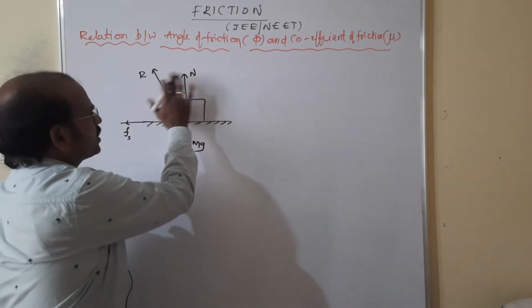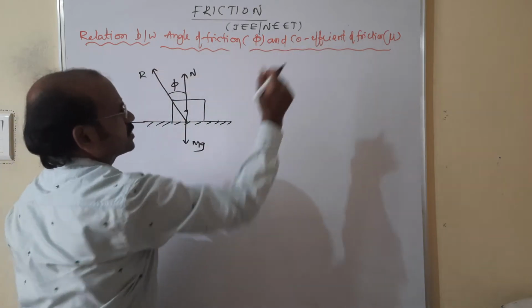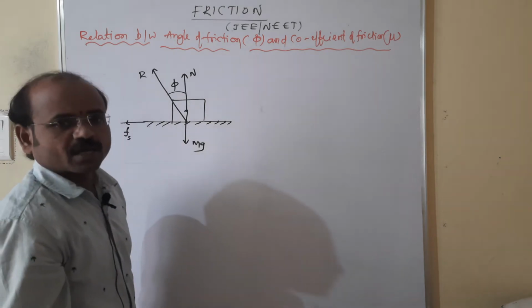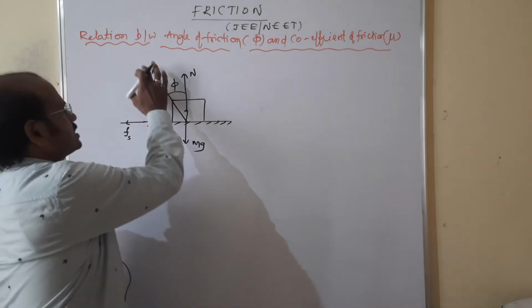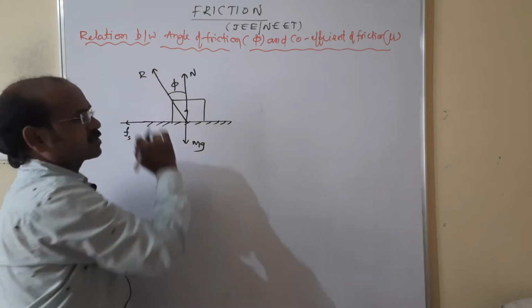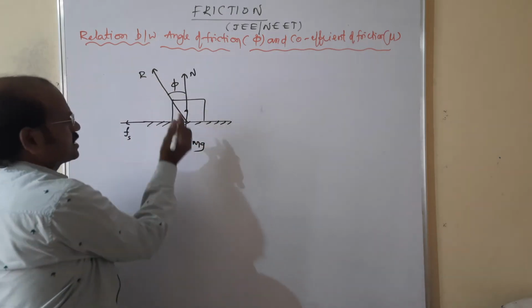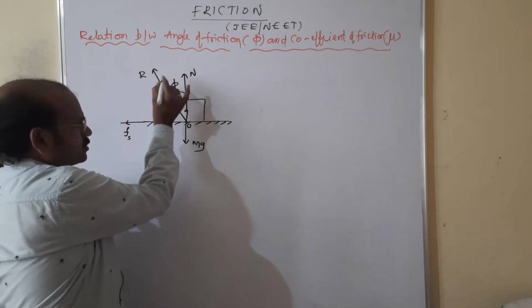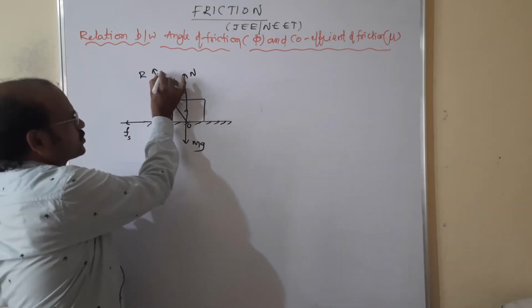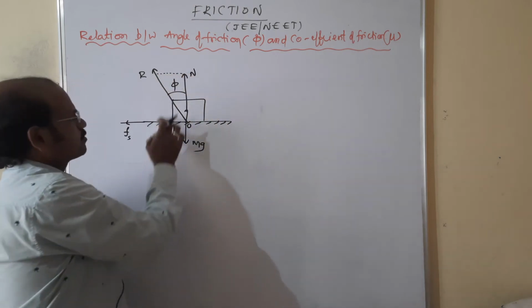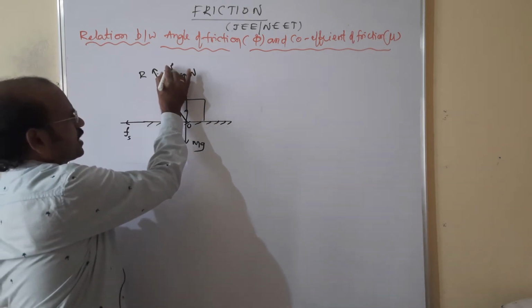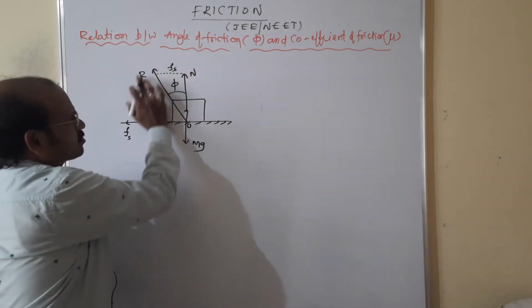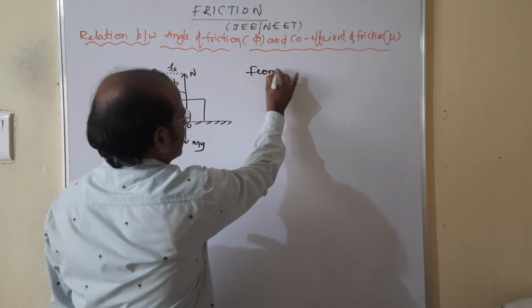Now here we need to find a relation between the angle of friction and the coefficient of friction, as well as the contact force, that is capital R or the resultant force. This capital R is represented as the contact or resultant force. Now let us see, this is O, N, R. We can also draw a dotted line parallel to the friction, so that we can also write it as friction.